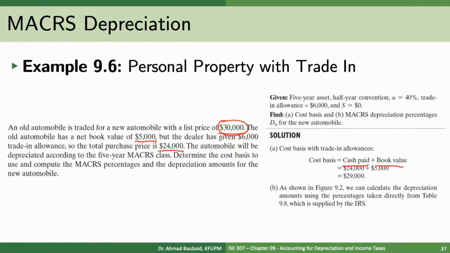But in this case, as I was saying, the only new thing is that the cost basis is equal to the cash paid, so this $24,000, plus the book value. That's how you find the cost basis when you have a trade-in scenario. So you take the book value, which is $5,000, you add the two together, and that gives you $29,000. And that's it. Then you can proceed as before, right? You compute the depreciation as before. It's just finding the cost basis is a little bit different.